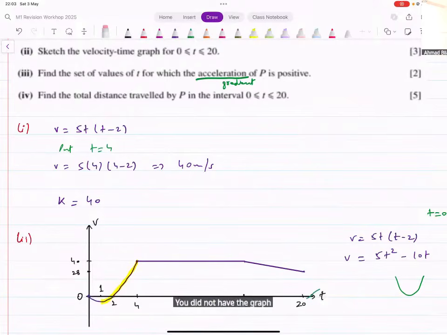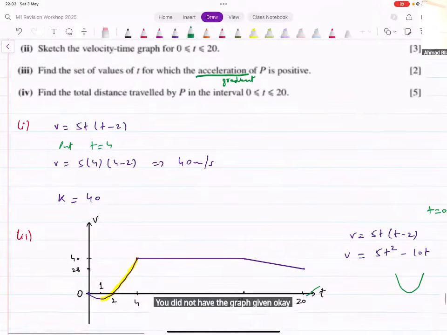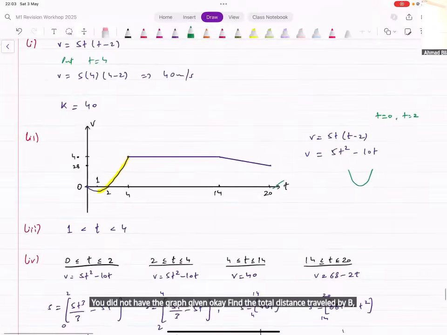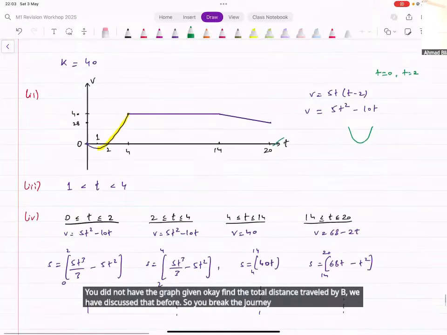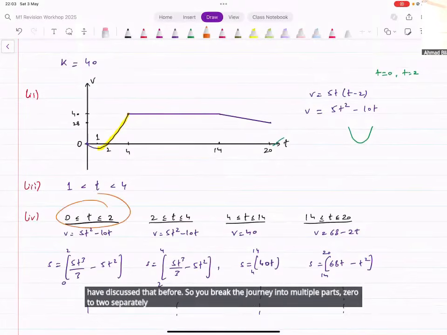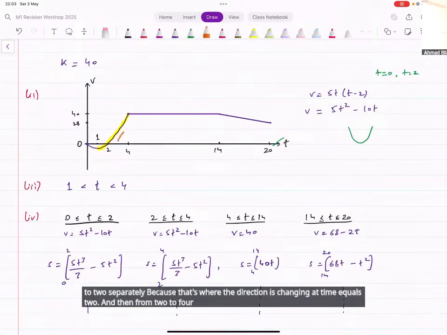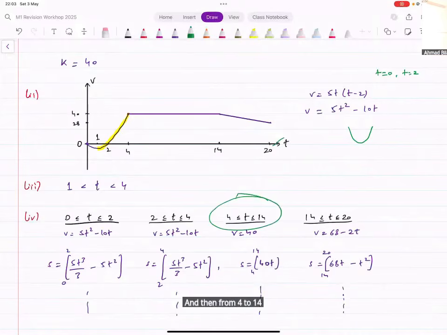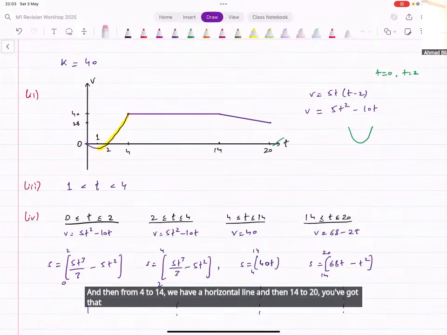Okay. Find the total distance traveled by p. We have discussed that before. So you break the journey into multiple parts, 0 to 2 separately, because that's where the direction is changing at time equals 2. And then from 2 to 4, because that's what this part of the function is valid for, until 4. And then from 4 to 14, we have a horizontal line. And then 14 to 20, you've got that inclined, downward sloping line.